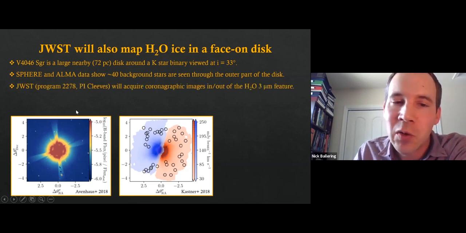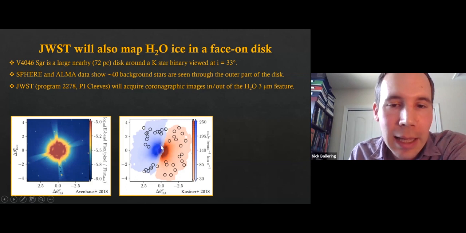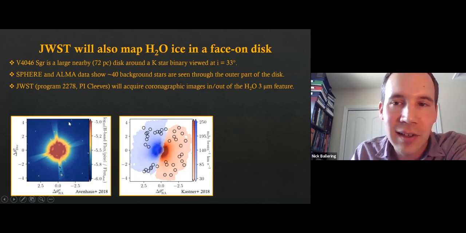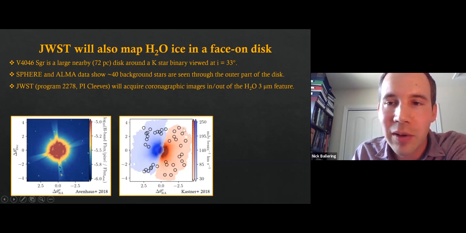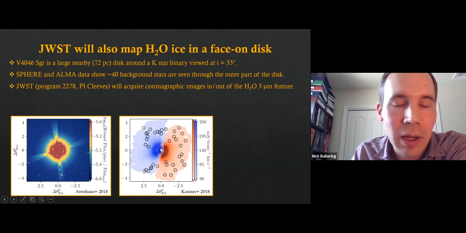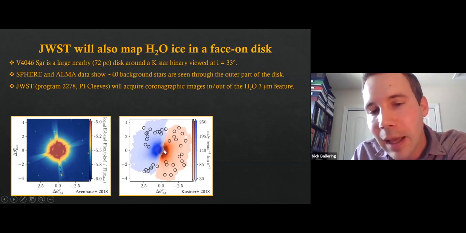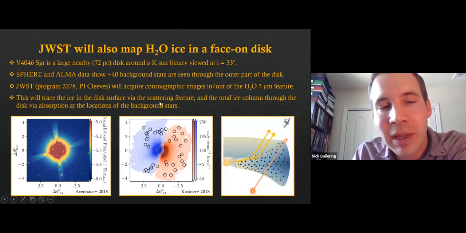What we're planning on doing for these observations is coronagraphic observations with NIRCam, and look at this disk in a few filters, both in and out of the 3 micron ice absorption profile. And so we'd really be able to detect ice in two different ways from these observations.